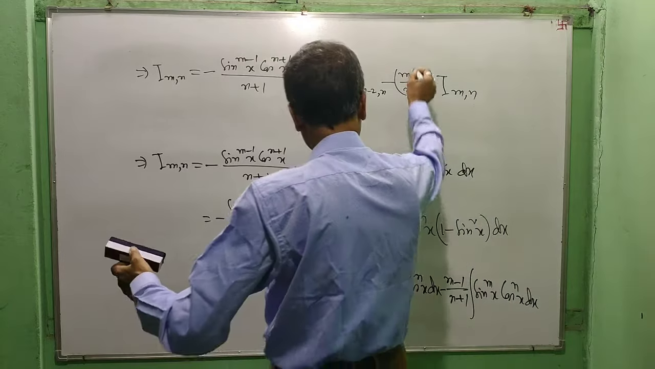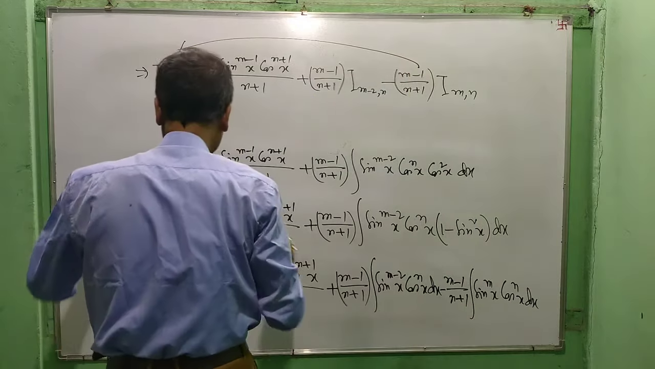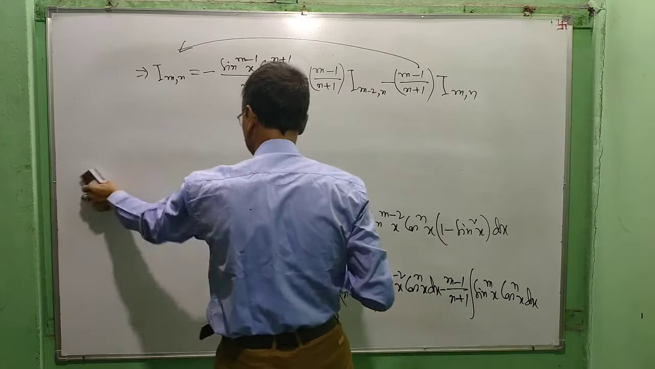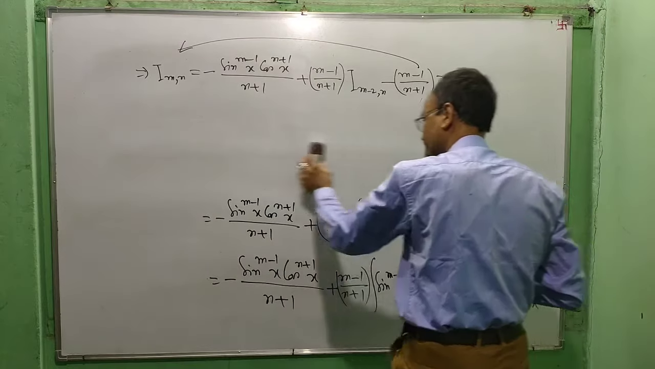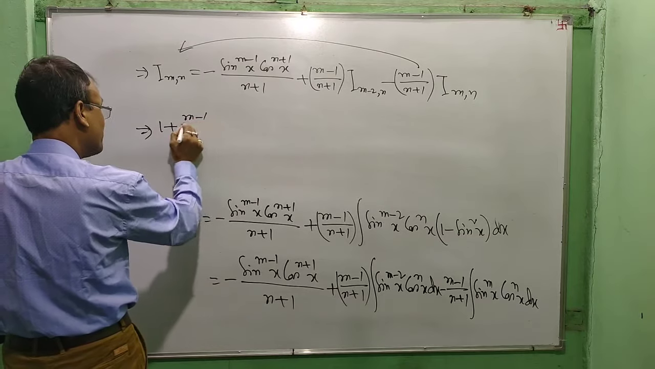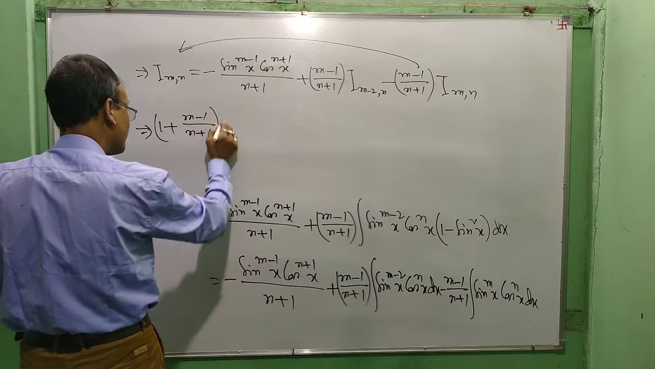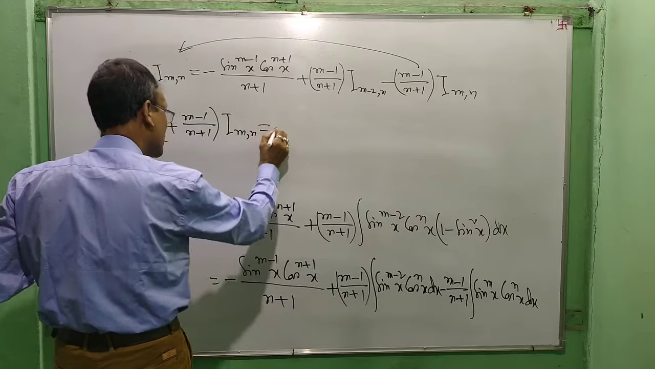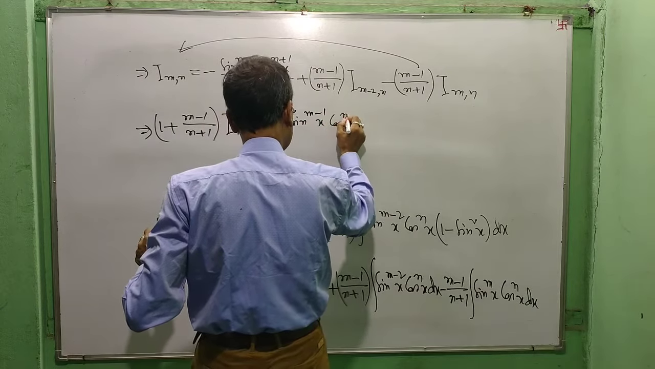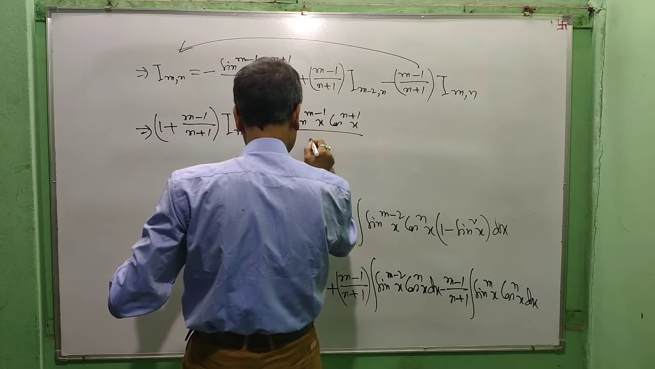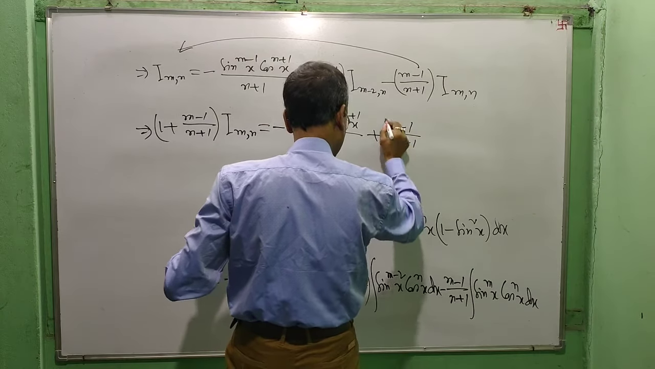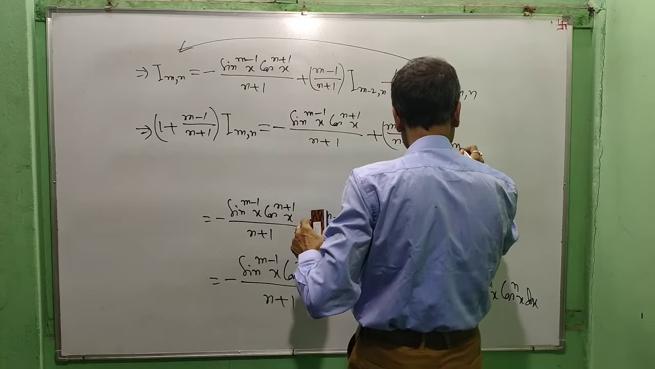Simple, I_mn. Now, we will take this term to the left hand side. This means 1 plus (m minus 1) by (n plus 1) I_mn equal to minus sin to the power (m minus 1)x cos to the power (n plus 1)x divided by (m plus n), plus (m minus 1) by (n plus 1) I_(m minus 2, n).